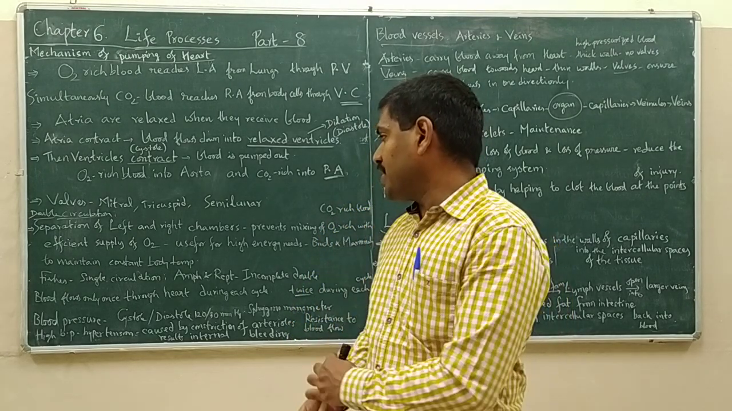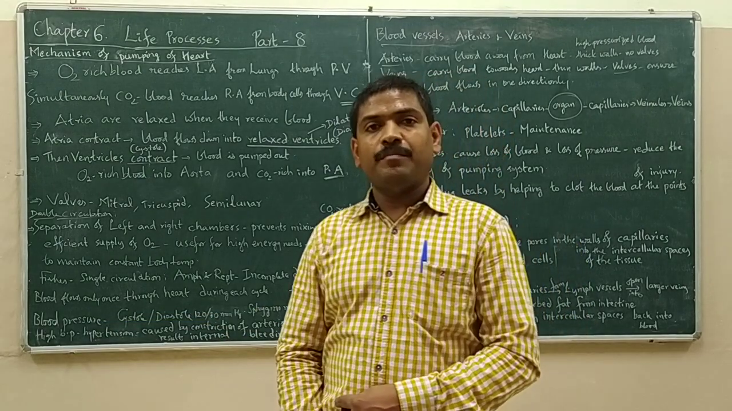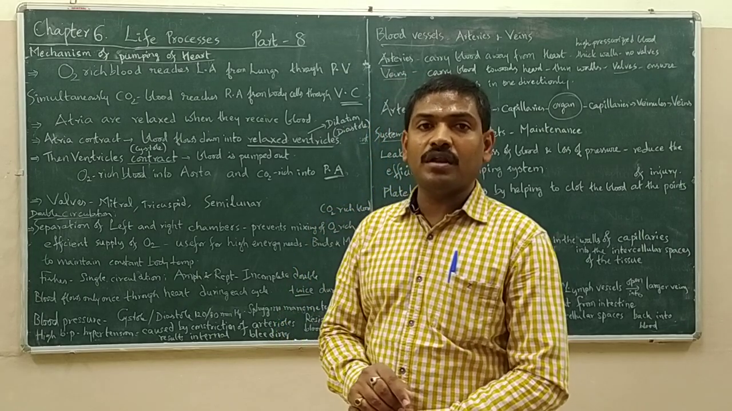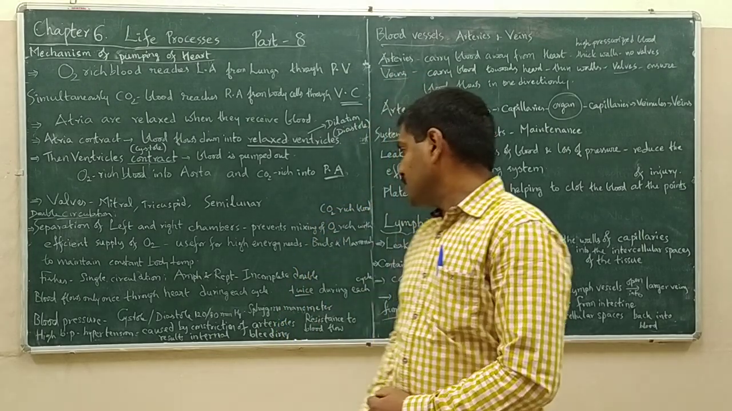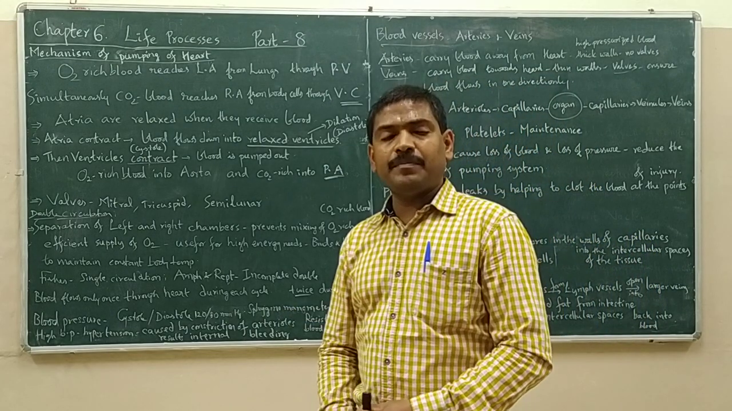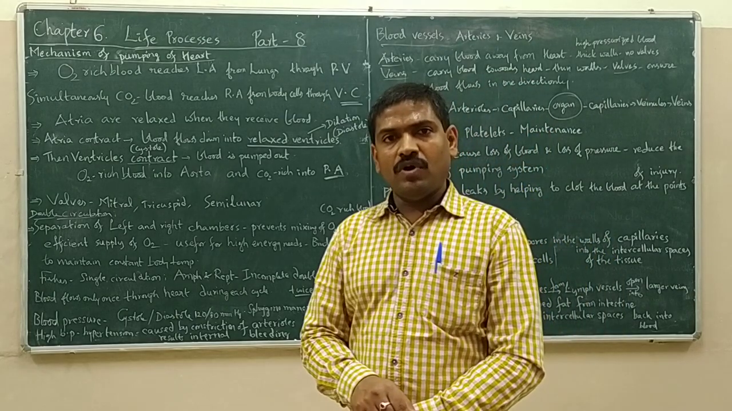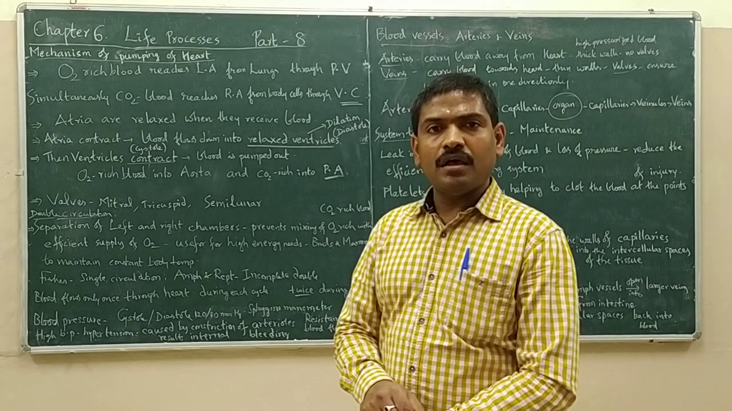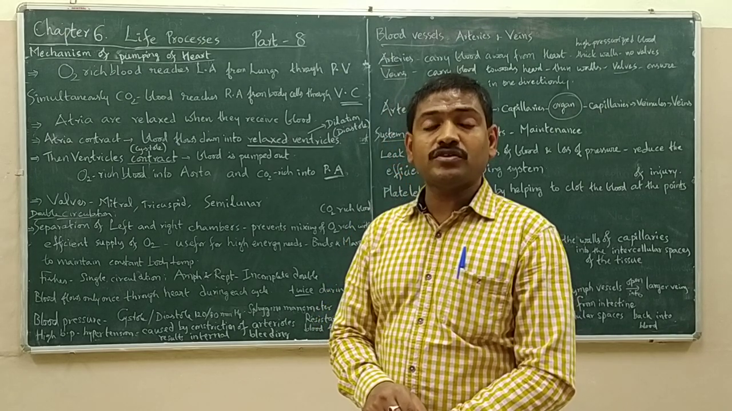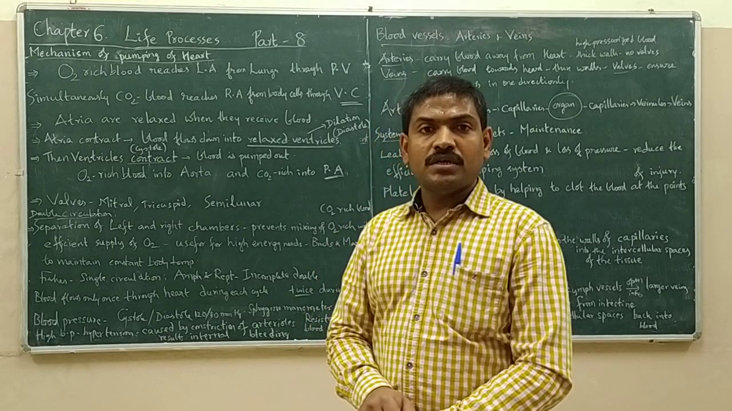And coming to blood pressure. How is blood pressure monitored? Blood pressure can be measured by using an instrument called a sphygmomanometer. So the normal blood pressure is 120 by 80. What is this 120 by 80? 120 refers to the systolic blood pressure and 80 refers to the diastolic blood pressure. What is this systolic and what is this diastolic?